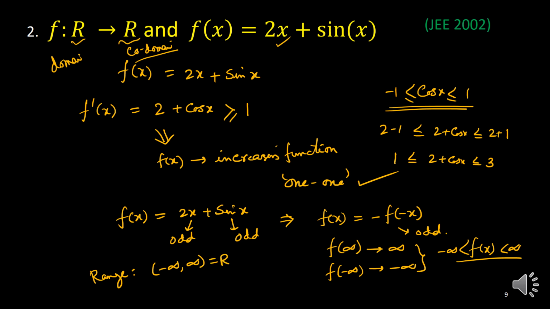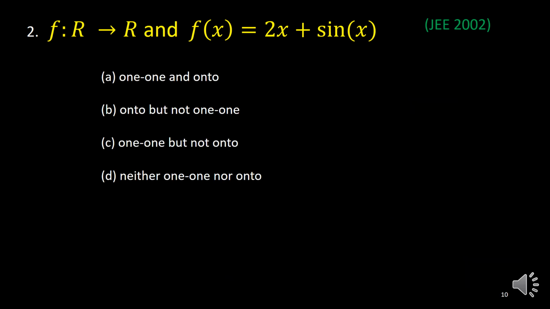It's the same as the codomain. So range and codomain are the same, thus it is an onto function. This is correct. So it is both 1-1 and onto. If these choices are given, I can say that it is both 1-1 and onto. It is solved. Now we'll move to the next problem.